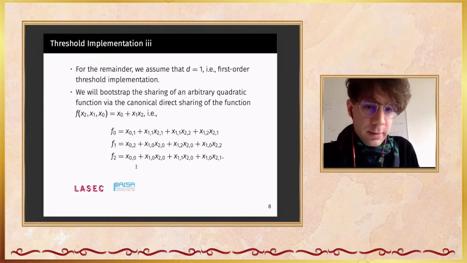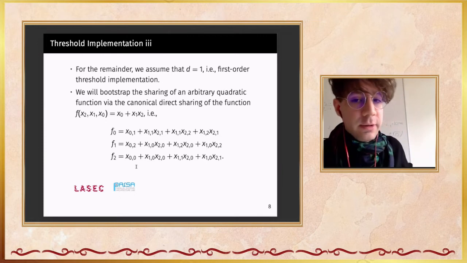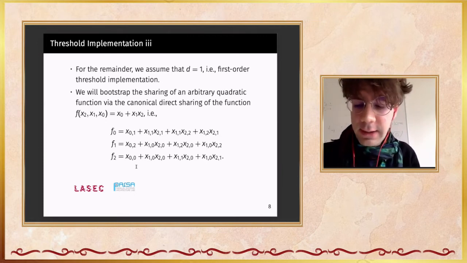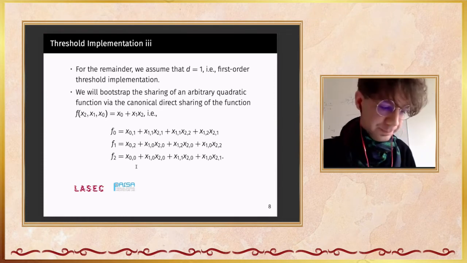And then we will bootstrap the sharing of any arbitrary quadratic function via the canonical direct sharing of the function x0 plus x1 times x2.